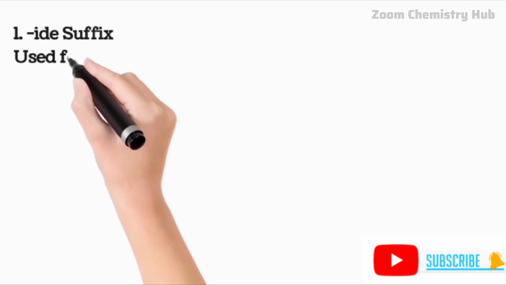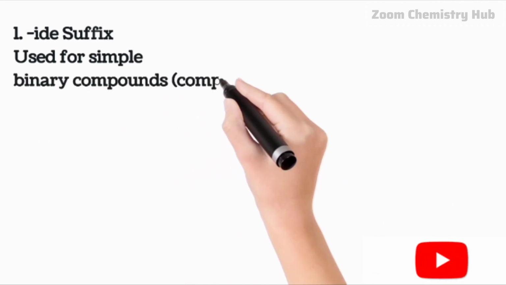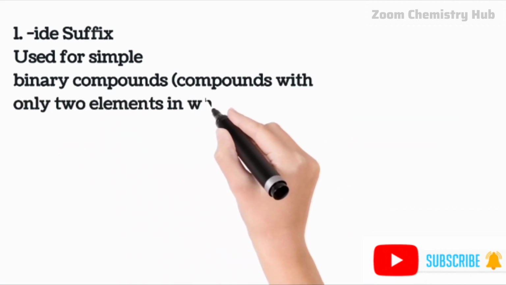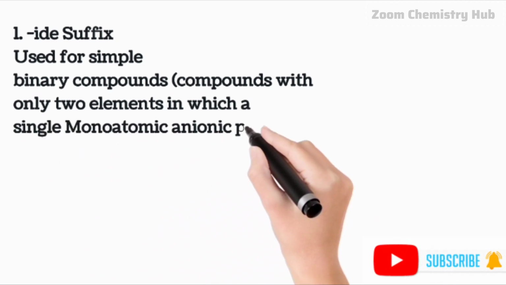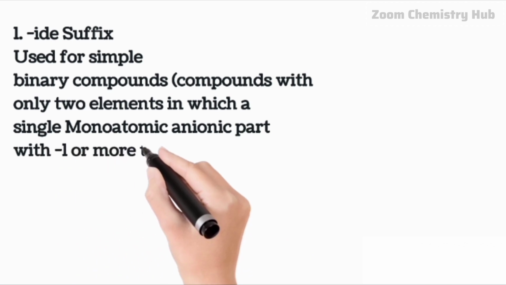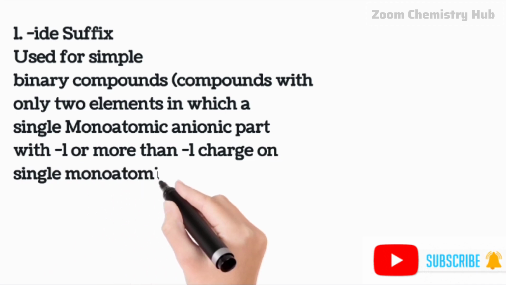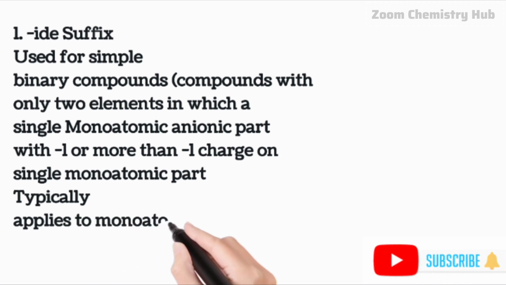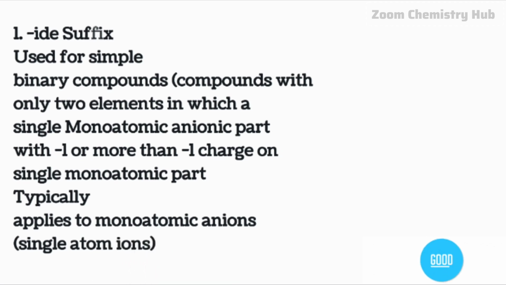First we will take the IDE suffix. The IDE suffix is used for simple binary compounds, that is, compounds with only two elements, in which a single monoatomic anionic part carries a -1 or more than -1 charge. It typically applies to monoatomic single atom ions.